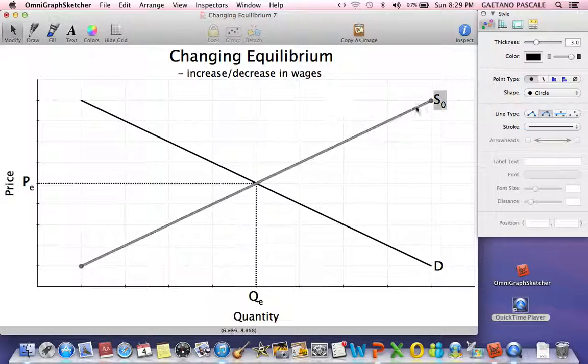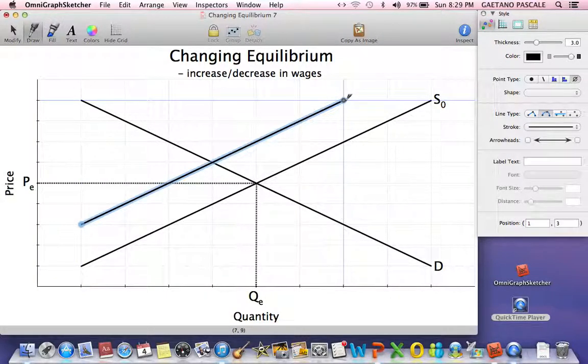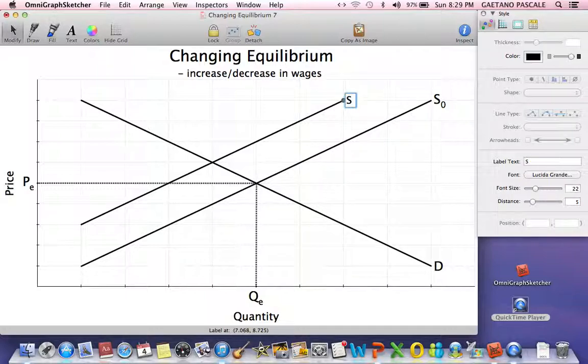All right, so here is our original supply curve. If we draw in a new supply curve, and let's draw that in there. So here is our new supply curve, and let's label that S1 actually. So here's our new supply curve. Let me make that the same font size as the other supply curve. So here is our original supply curve, and here is the new supply curve. Let me group those together.